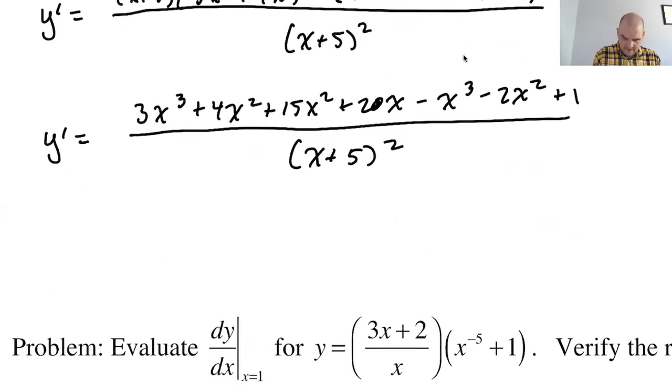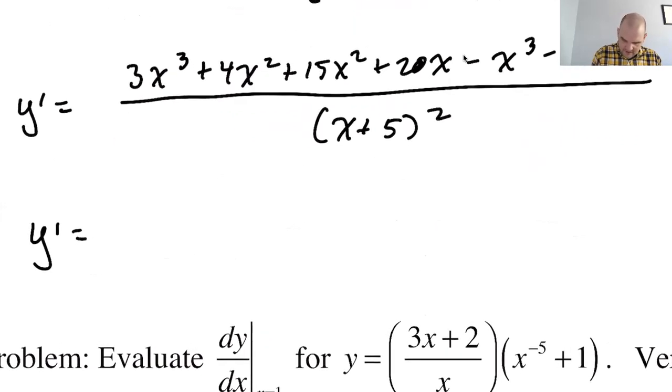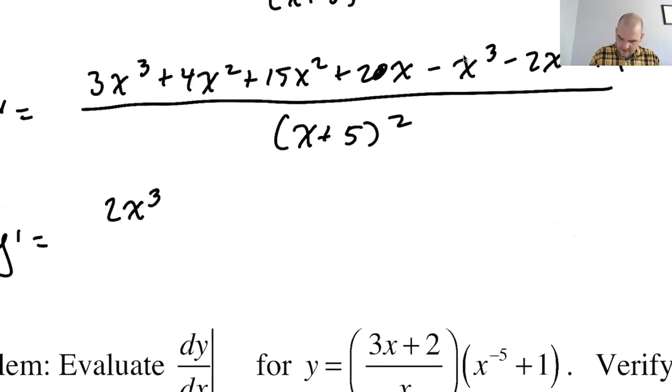Okay, so y prime is, what do we got? 2x cubed, and then 4x squared, 5x, 19, so minus 2 is 17, x squared.